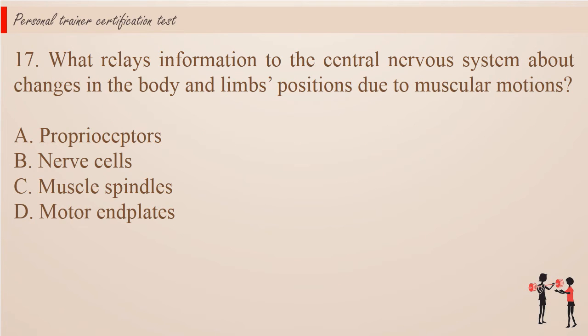Question 17. What relays information to the central nervous system about changes in the body and limbs positions due to muscular motions? A. Proprioceptors. B. Nerve cells. C. Muscle spindles. D. Motor endplates.